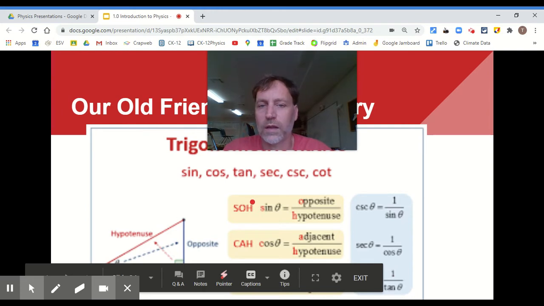So to get the length of the opposite side, I take the sine of the angle, and the sine is going to be the ratio between the opposite side and the hypotenuse. That's opposite over hypotenuse. So you see SOH: sine is opposite over hypotenuse. That's how we remember that, okay?